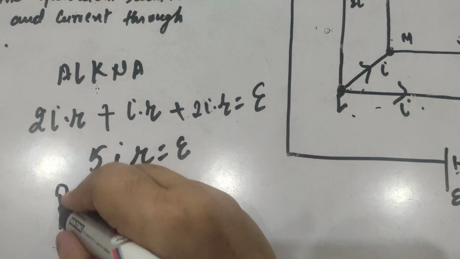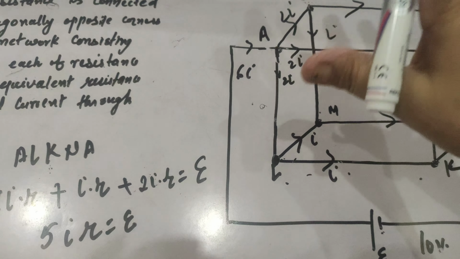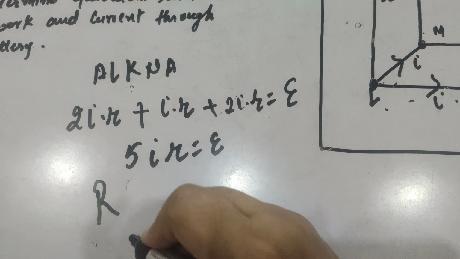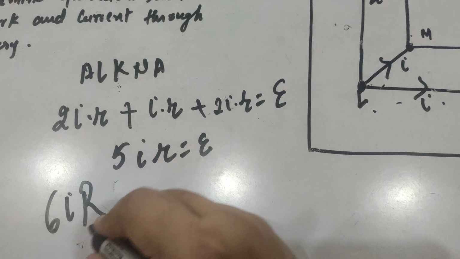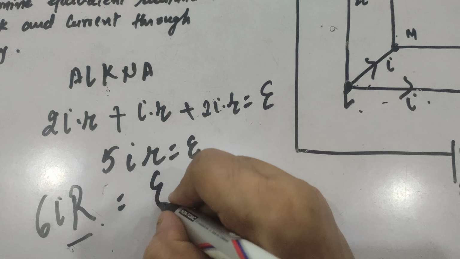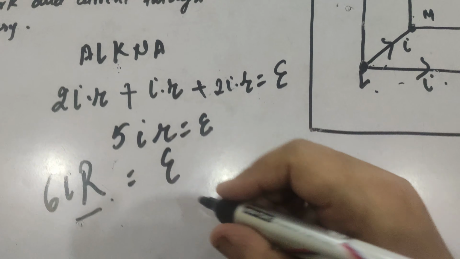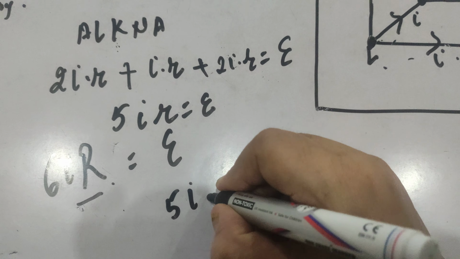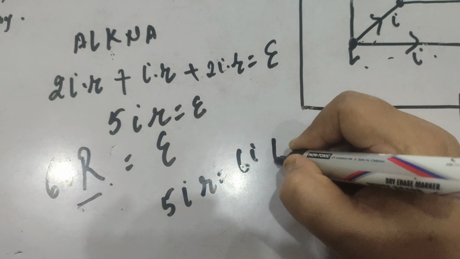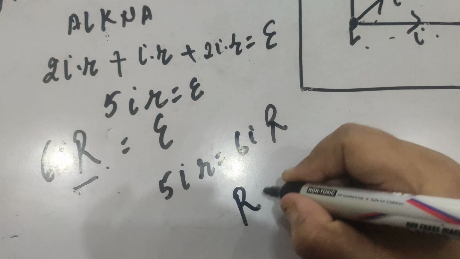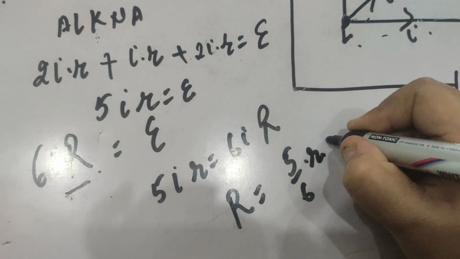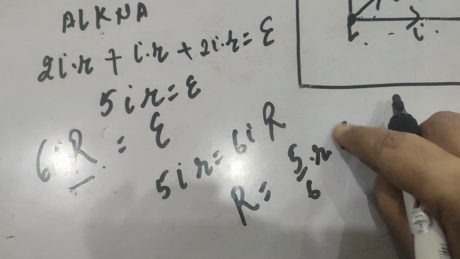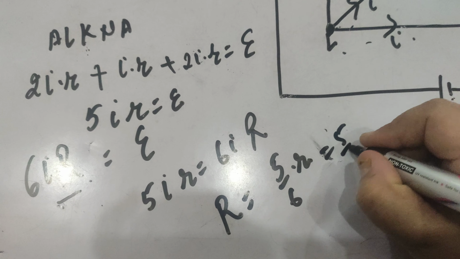Now suppose capital R is the resistance of this whole combination. In that case the total current is 6I. So 6I into R is equal to the EMF of the circuit. Comparing these two, we get 5I into R is equal to 6I into capital R, or we can say capital R is equal to 5 by 6 into small r. Since the value of r is equal to 1, we can write here 5 by 6 ohm.